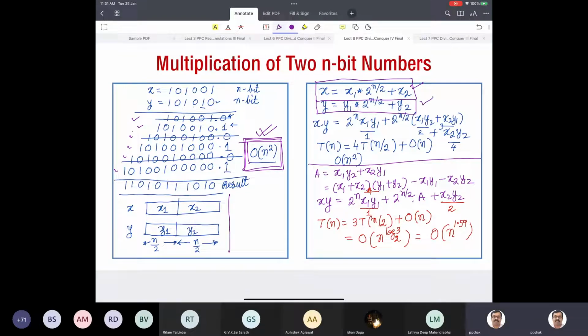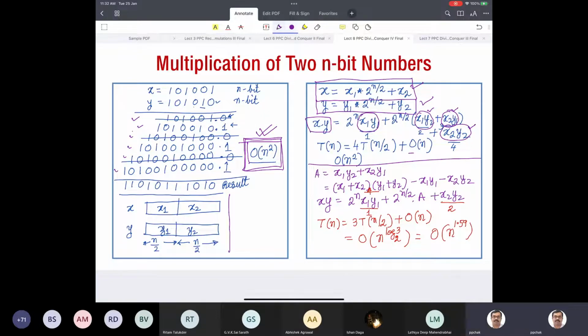So these are my two numbers. And x into y can be written in terms of these x1, y1, x2, y2 as 2 to the power n x1 y1 plus 2 to the power n by 2 times (x1 y2 plus x2 y1) plus x2 y2, which ends up in 1, 2, 3, 4 multiplications of size n by 2.